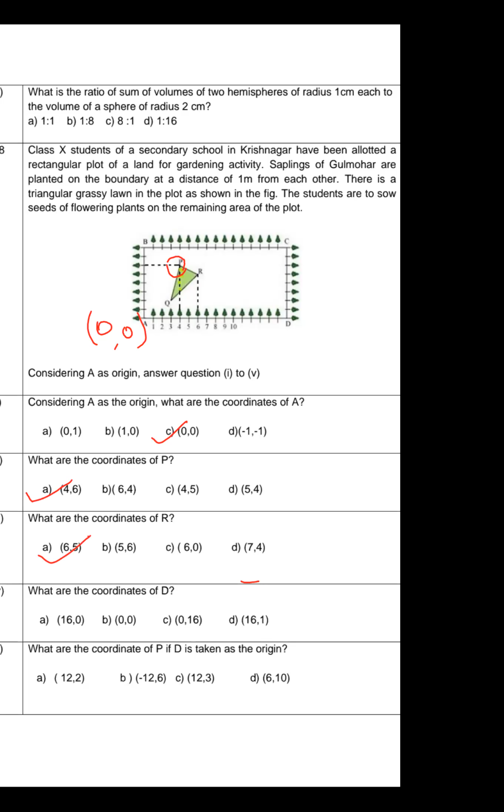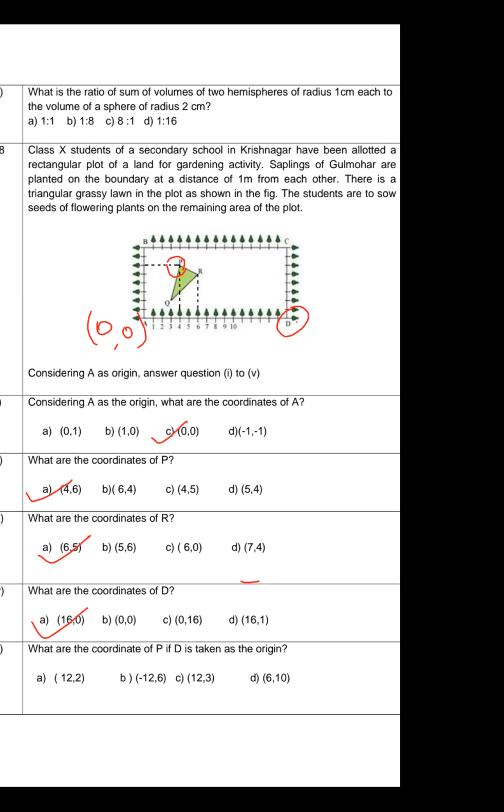What are the coordinates of D? Here it is. Can you count? 16, 0. It's a very easy question. Yes, orally it can be done.